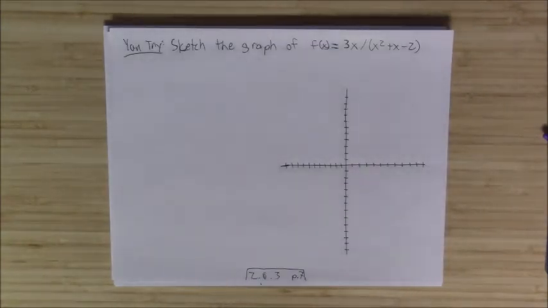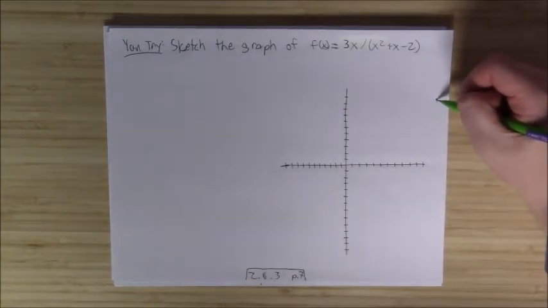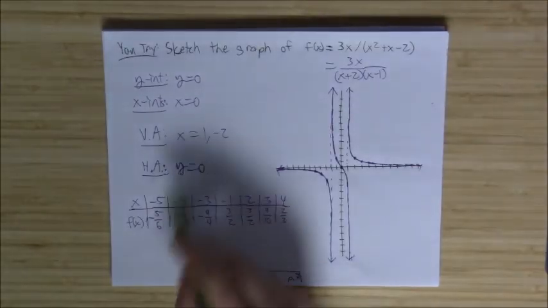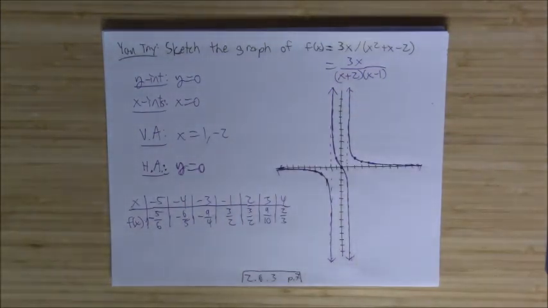And now again, it's time for you to work a problem, so go ahead and sketch the graph of f(x) equals 3x over x squared plus x minus 2. On the count of 3, I'll reveal the solution. 1, 2, 3. And there you have a rough graph of it with the accompanying work.